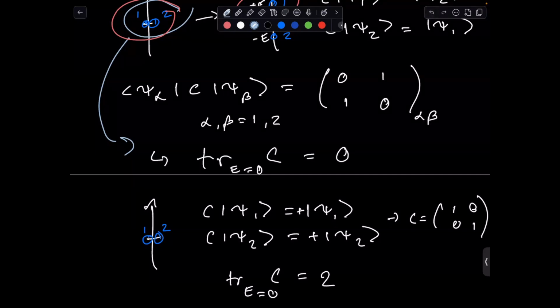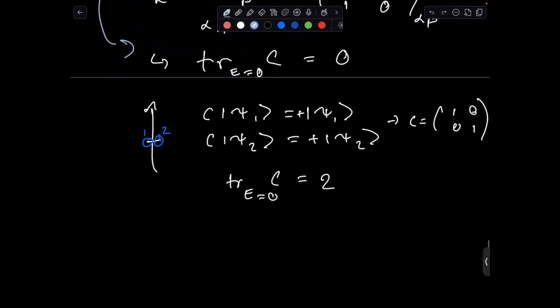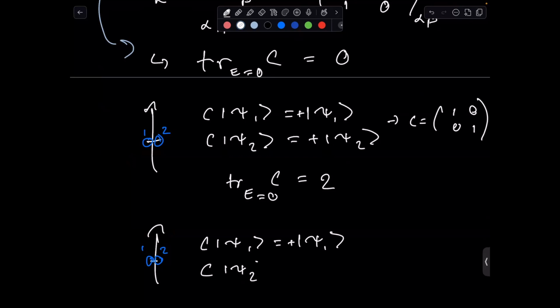Okay, any other questions? Right, so very good question. Let's say you have that situation, where you have these states 1 and 2, and C psi 1 is plus psi 1, and C psi 2 is minus psi 2. I guess what you mean by parity is the eigenvalue of C, right? So that's another option. In that case, the trace of C is equal to 0. So now they can be moved apart.